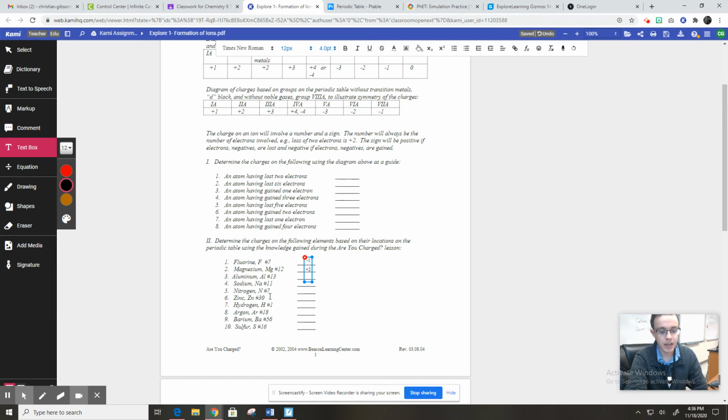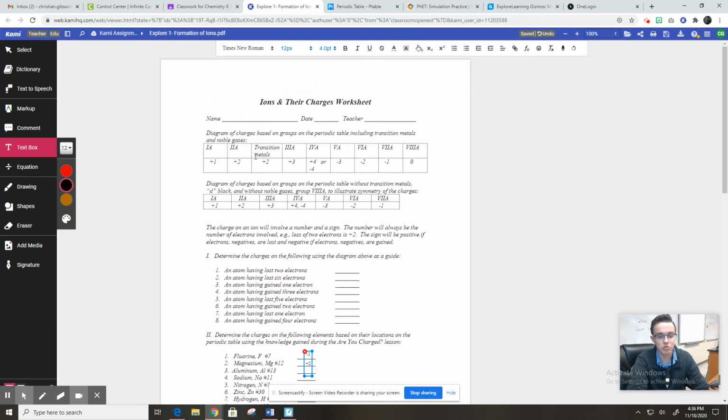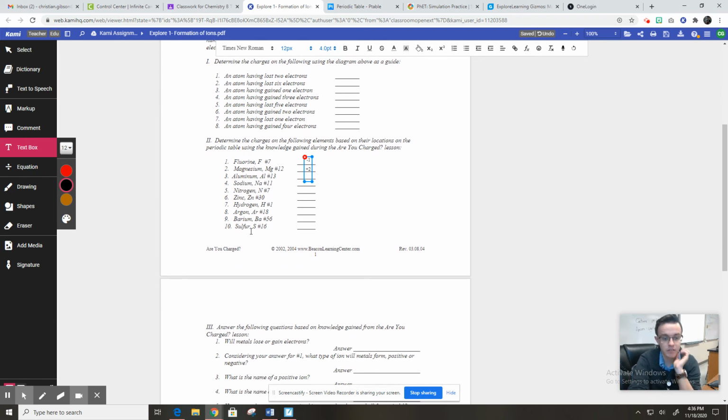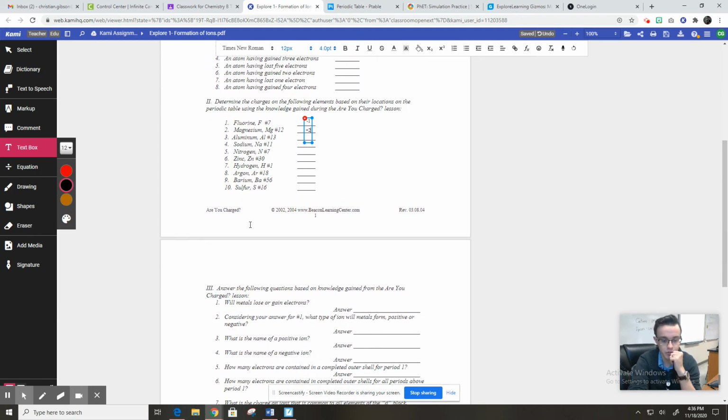All right, now if it's a transition metal, right now it wants you to assume it has a +2 charge. I'll go ahead and tell you that's not always the case, but today we'll just assume that it does. So like zinc, I think you'll need to just give it a +2 charge. Okay.